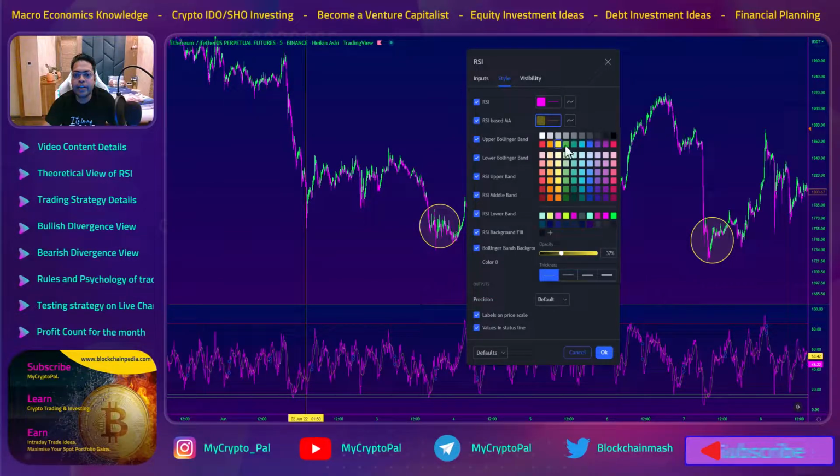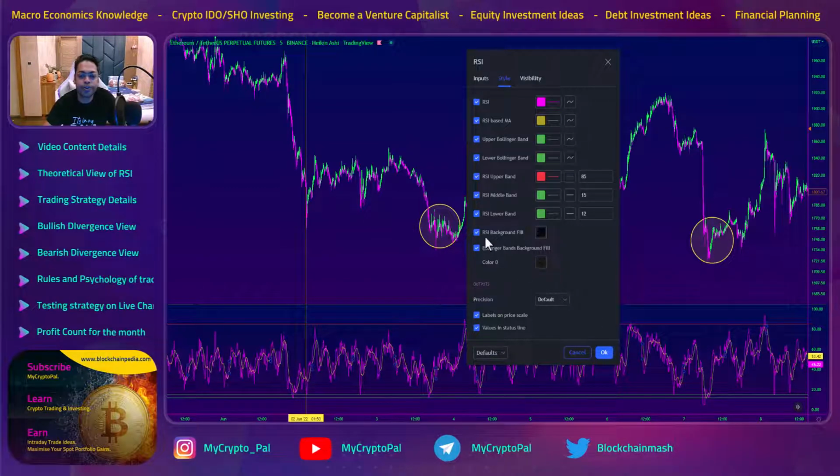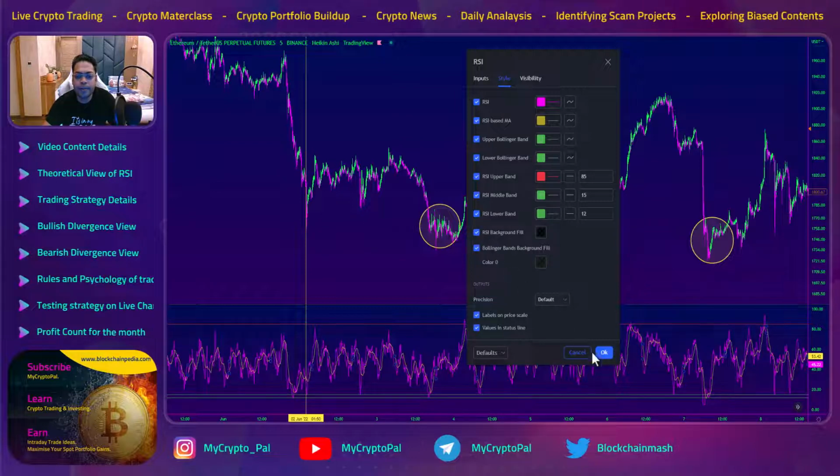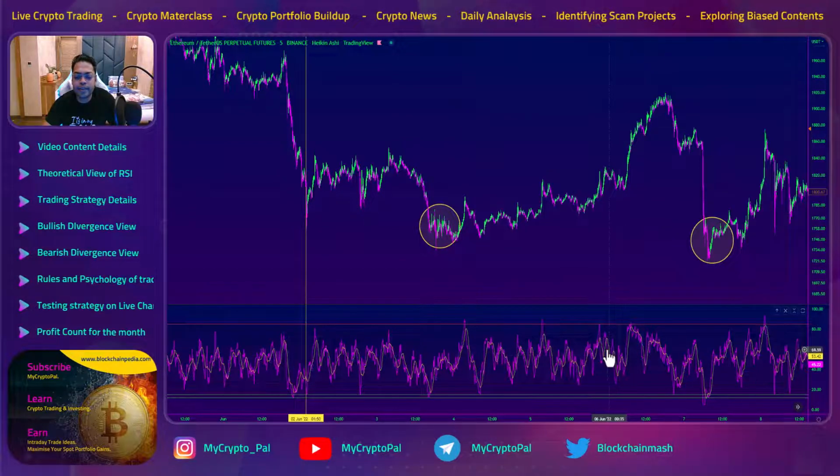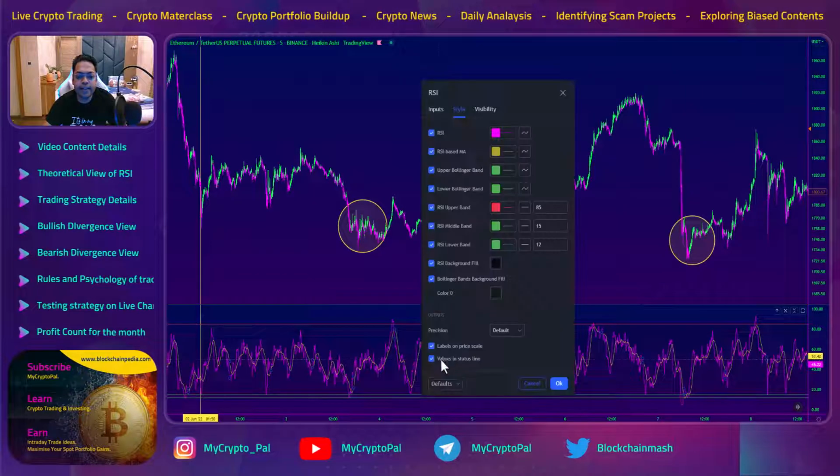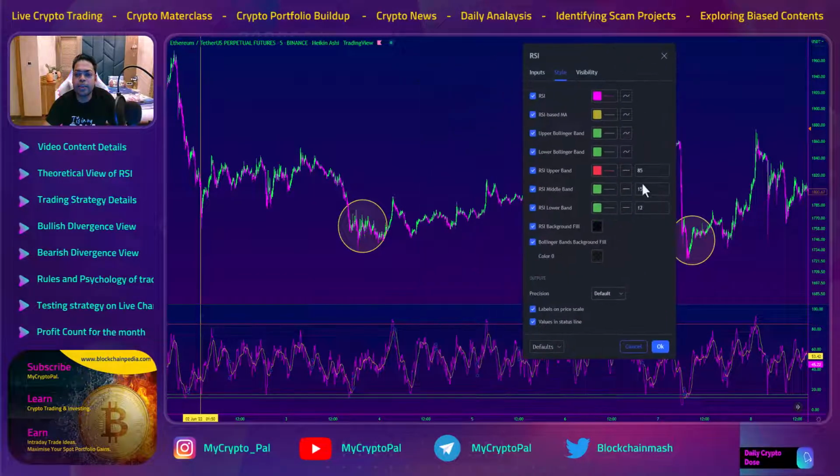This is also important because you are a beginner trader. Once you get some experience, then you can choose to not use it. So you can see that these are the settings I have on my chart. The upper band of RSI you can use to mark 85 and then 15 and 12.